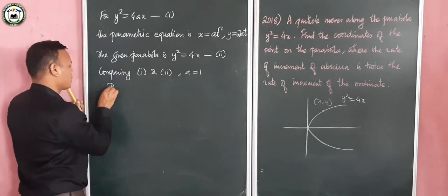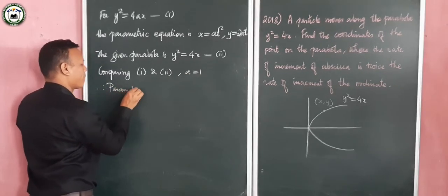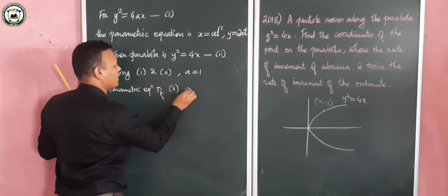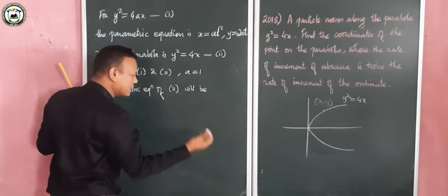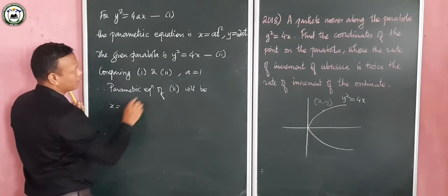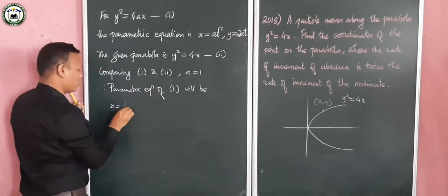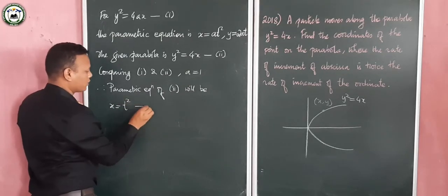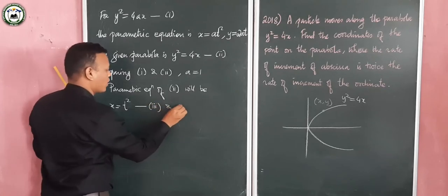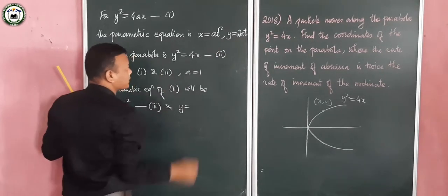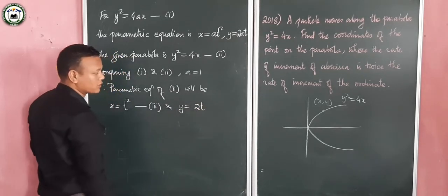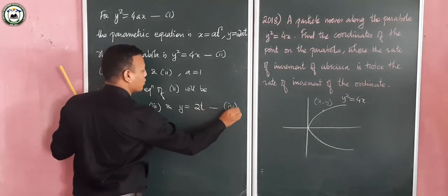So therefore the parametric equation of 2 will be, x equals at square, and since a is 1, it will be t square. Okay, let me call this equation 3. And y is 2at, so since a is 1, it will be just 2t. Okay, let me call this equation 4.